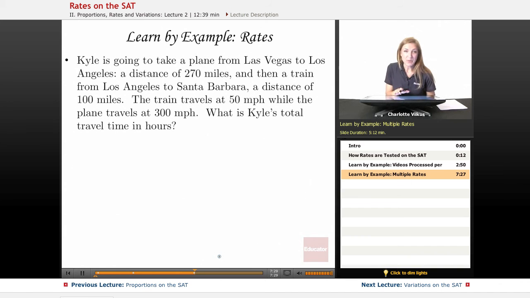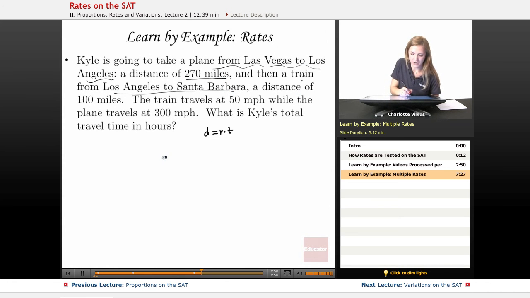This one's another rate problem, and this one's going to be the actual distance equals rate times time. So a more classic one in that we're dealing with the speed as our rate. So here we have Kyle, and he's taking a plane from Las Vegas to Los Angeles, which is a distance of 270 miles. And then from there, he's going to take a train, which goes from Los Angeles to Santa Barbara, and that's a distance of 100 miles.